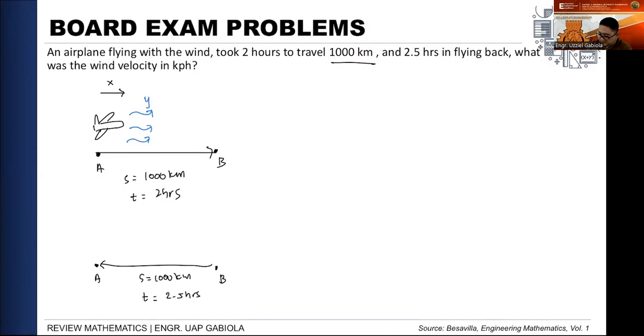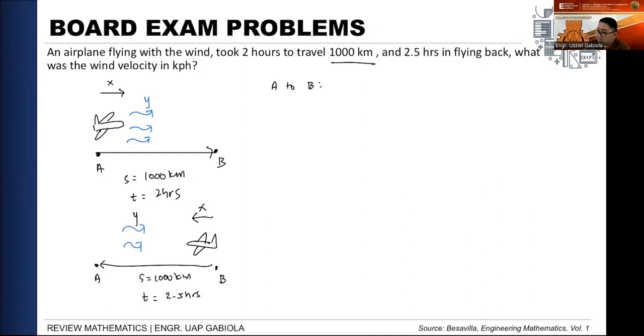Kalungat po dun sa wind. Correct, no? Magiging against the wind na siya, no? Kaya medyo may puwersa ng hangin sa kanya. Okay? So kung ganyan yung condition natin, paano mo siya isa-solve ngayon? Okay? So, pwede natin gawin is to get equations per condition, no? So, halimbawa, from A to B muna tayo.